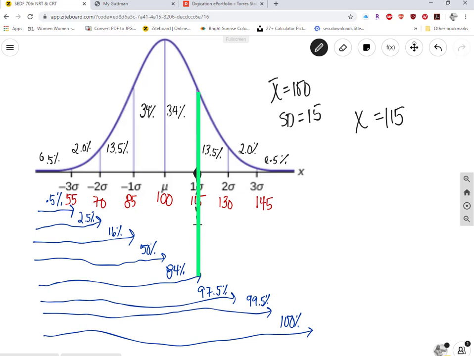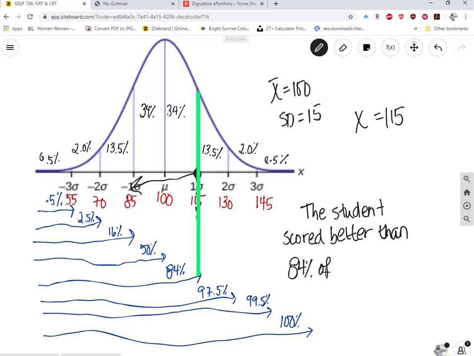So if we look at this right here, everything to the left, if we add up all these percentages to the left, we get that the student scored better than 84% of all test takers, but not as well as 16%.